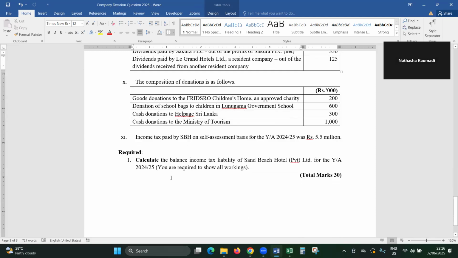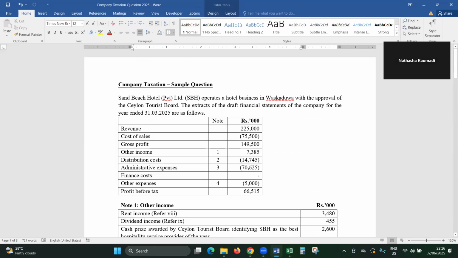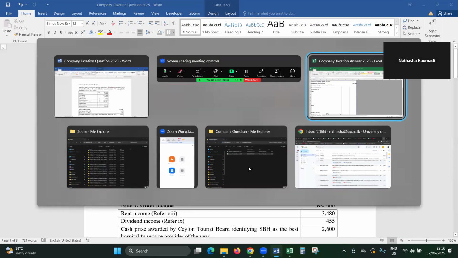And the last point, it says income tax paid by SBH on self-assessment basis for the year of assessment 24-25 was 5.5 million. Self-assessment payment was also given. What is required? Calculate the balance income tax liability of Sand Beach Hotel Private Limited for the year of assessment 24-25. You are required to show all workings. Right. 30 marks question. This is how you get a company taxation question. One way of getting a company taxation question. Right. So we'll discuss the answer now.